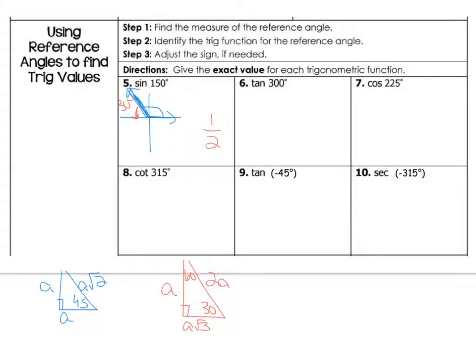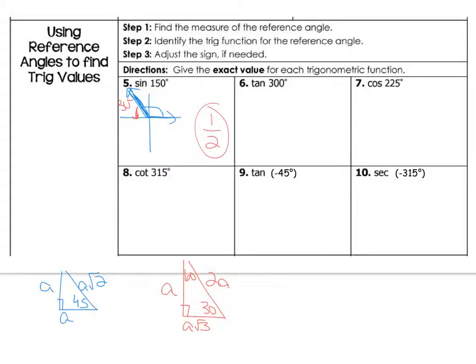But you've got to look for the quadrant you're in. We are in quadrant 2. And is sine positive or negative in quadrant 2? Well, remember, all seniors take calculus. So in quadrant 2, sine is positive, so this is going to be positive 1/2. Okay? All right. Tangent of 300.